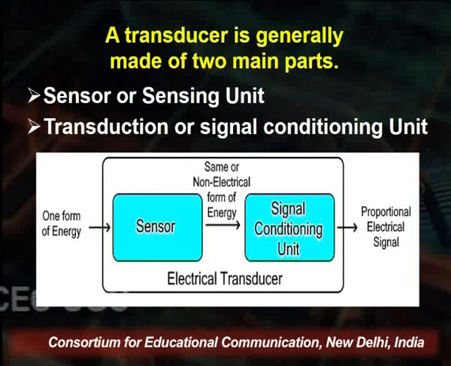You see on the diagram that here both are having a part, the sensor, which takes the input and converts it into a non-electrical form of energy. Then this output goes into the signal controlling unit, and this signal controlling unit provides the electrical signal proportionate to the input we are giving to it. So, this is the electrical transducer.